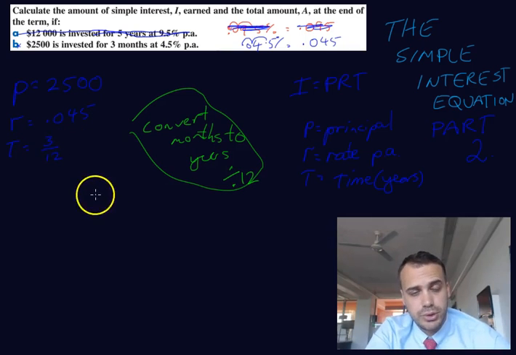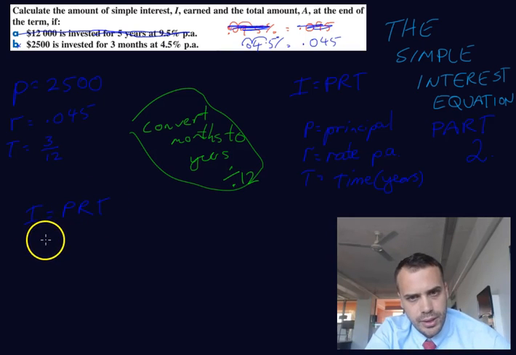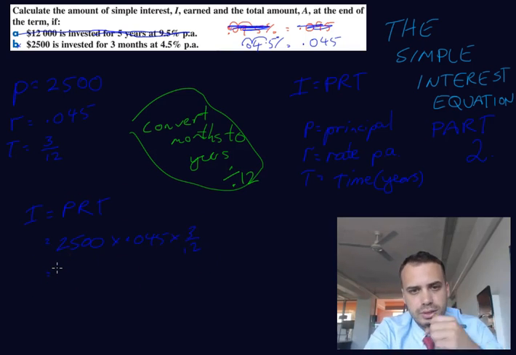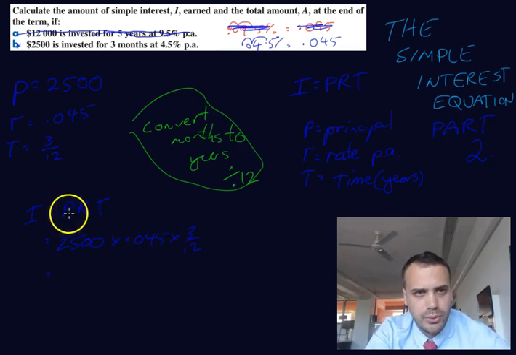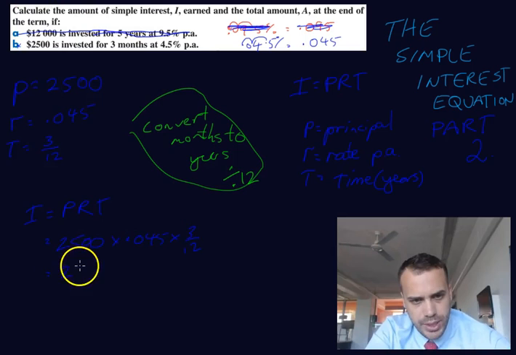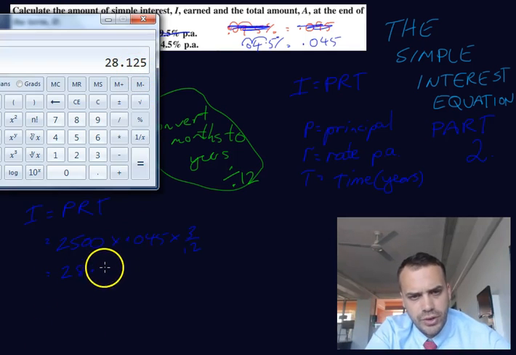After that, it's simple, just put it in the formula. I equals PRT. The principal is 2,500. The rate is 0.045. And the time is 3 over 12. Now your calculator is really clever. You can type all of that in at once and you'll get an answer. Okay, and so I've got an answer here of 28 point, this is an interesting one, 0.125.